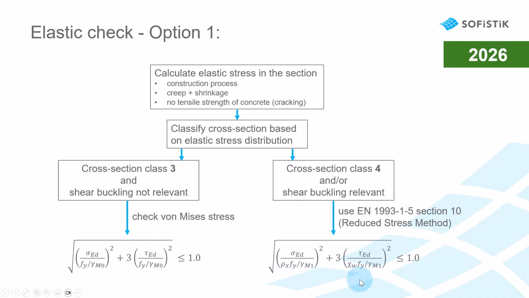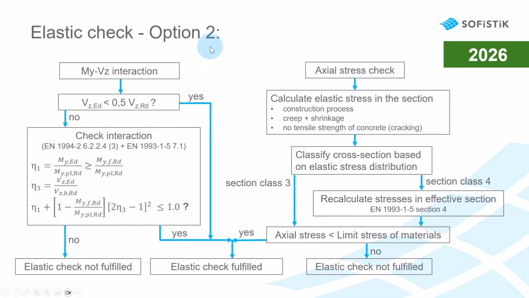factors. Note that the classification of the cross-section is done based on elastic stresses that are calculated considering the construction process, creep and shrinkage effects, and that the concrete should be treated as having no tensile strength, so being cracked if in tension. Okay, now let's take a look at the second option for the elastic check.